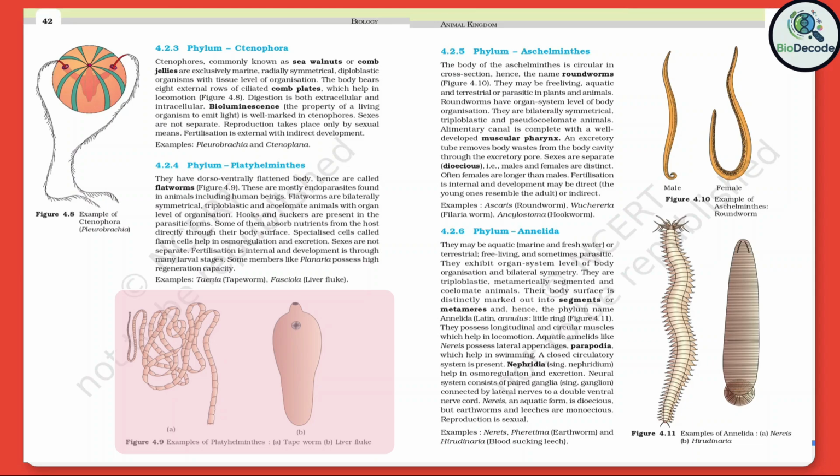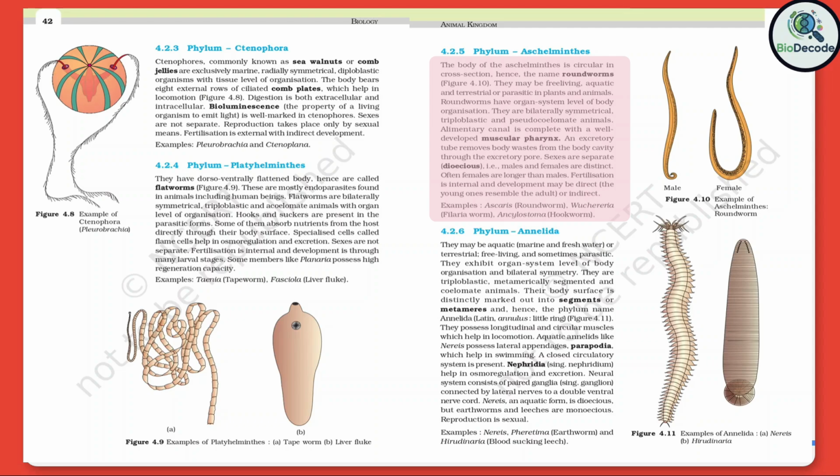Liver fluke Fasciola, leaf-shaped and hermaphroditic. It lives in the bile ducts of cattle and sheep. It requires two intermediate hosts, a snail and an aquatic plant, for completing its life cycle. The figure emphasizes the loss of digestive and sensory systems in favor of reproductive and attachment structures, clear adaptations to endoparasitic existence. Phylum Aschelminthes. The body of the Aschelminthes is circular in cross-section.